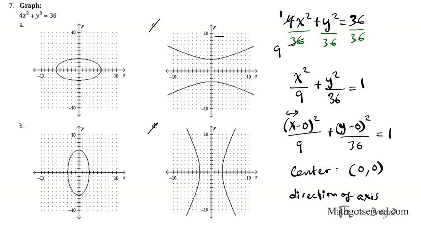This tells me to go side to side 3 units. This goes 1, 2, 3, 1, 2, 3, 3 side to side. And this goes 1, 2, 3, 4, 5, 6, 6 side to side. This is wrong. The correct answer is option B.